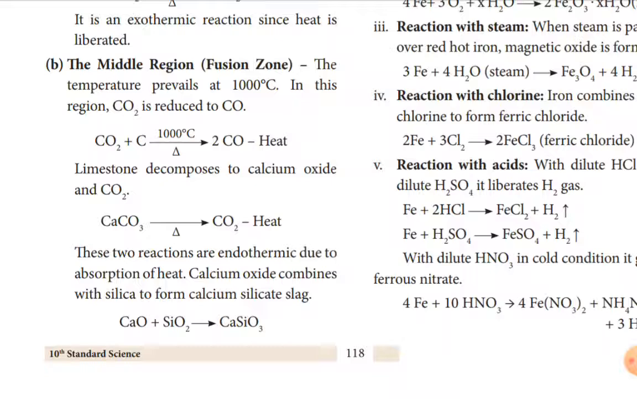So in the middle region, you have to understand the temperature is 1000 degrees. Here reduction takes place. Carbon dioxide is reduced to carbon monoxide. Then calcium carbonate is decomposed into calcium oxide and carbon dioxide. And next, calcium oxide further combines with silicon dioxide, silica, and calcium silicate is removed in the form of slag. So this is the second region, the middle region.